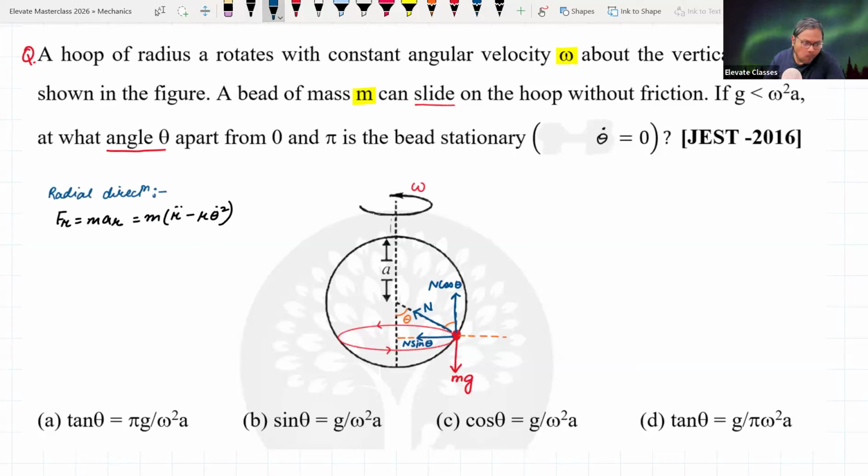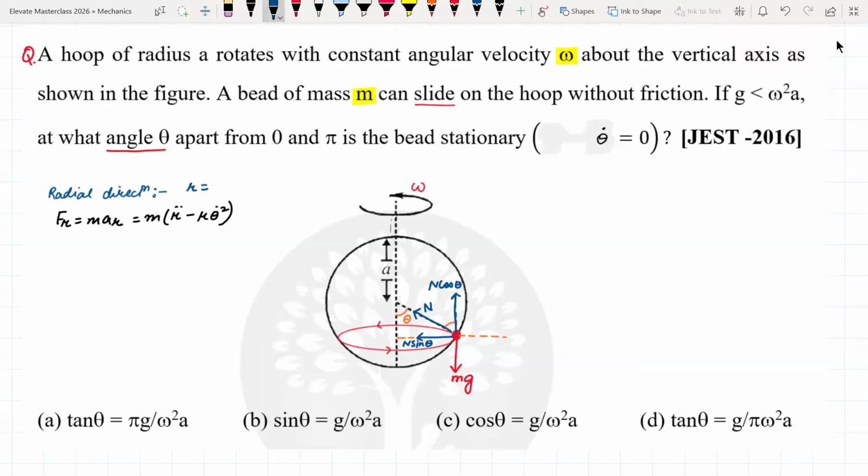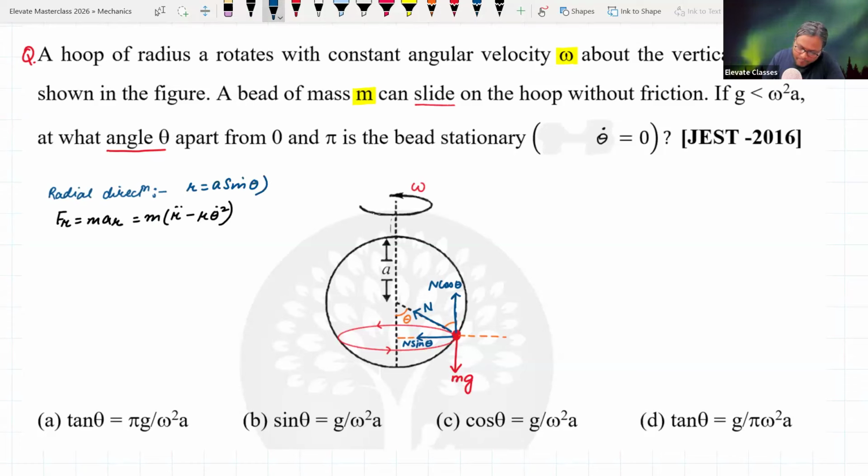What is r? r is equal to a sin theta. If theta is a constant, r double dot is equal to 0. Therefore, what is the radial force?